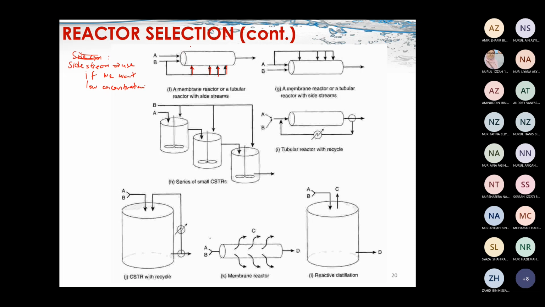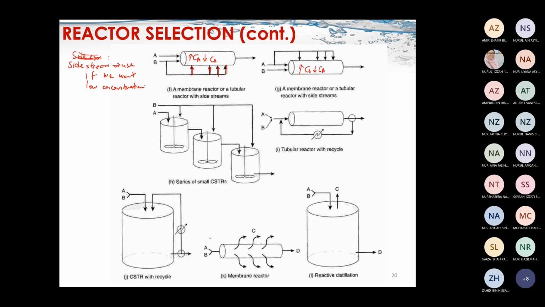From there we can lower B, so CA will be high and CB will be low, because we want a lower concentration. Instead of feeding pure B, we split the stream, so it will be low. For this one, it is the reverse: B enters pure, so CB will be high, and the side stream is at A, splitting it so that CA is low.